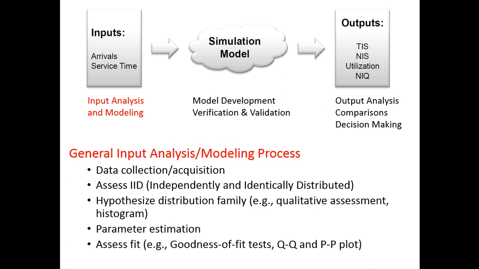Finally, once we have our distributions and their corresponding parameters, then we need to assess the fit of the distribution to the data. So we use different kinds of statistical tools, such as the goodness of fit test. We can also use quantile or QQ plots and percentile or PP plots to see how well the distribution fits our data.